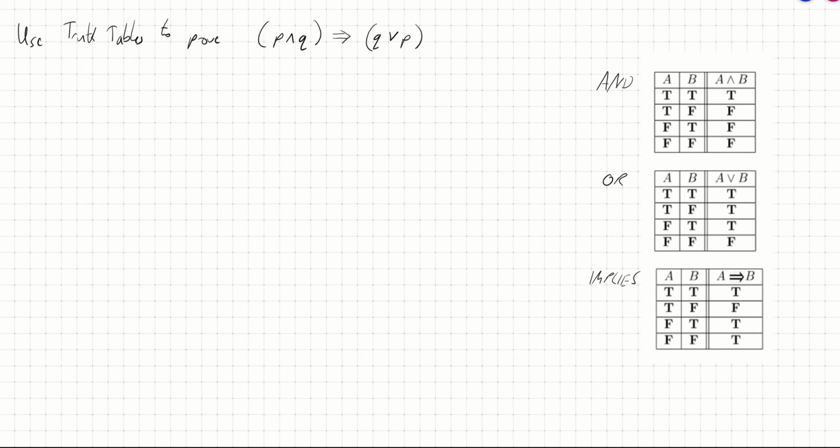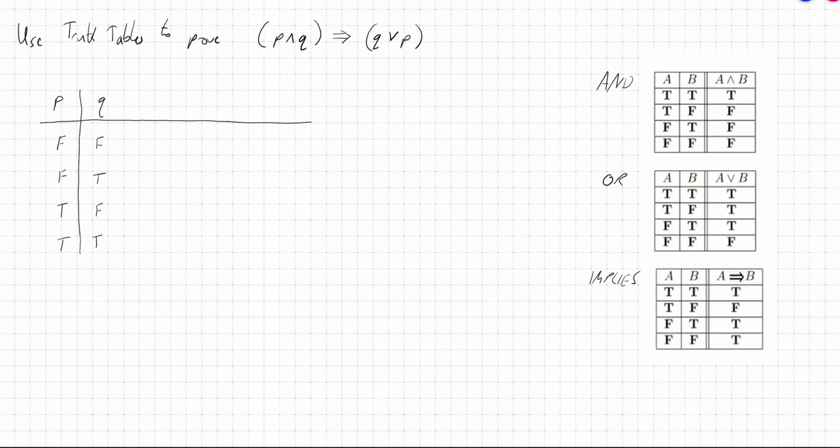We have to prove P and Q implies Q or P. So we're going to use truth tables. We're going to draw a truth table. The input propositions are just P and Q, so we're going to have P and Q on the left hand side of our truth table. And we have to consider the different values that P and Q can take. Well, they can both be false, FF. We can have P false and Q true, so that's FT. We have P true and Q false, so true, false, and both true. Okay. And these are all the different pairs we can have.